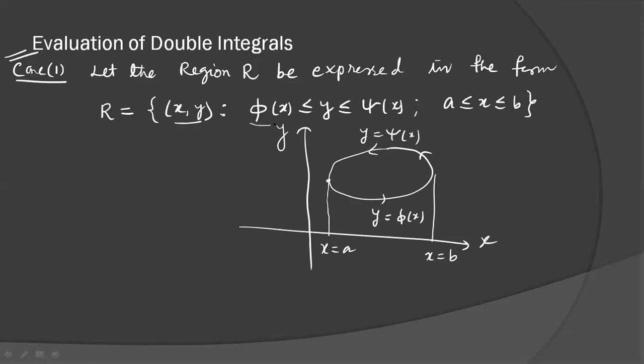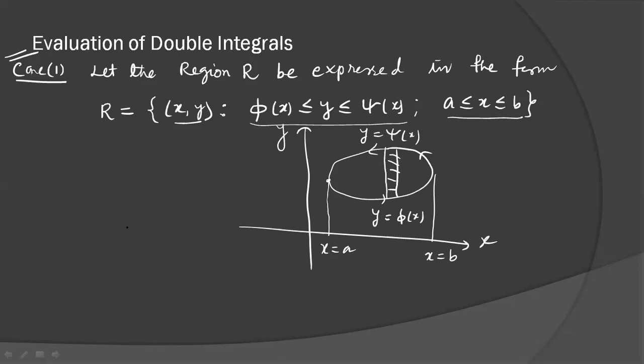It means when y is in the form of x, you are drawing a strip in the region parallel to the y-axis. This is called a strip. When the limit of y is in the form of variable x, it means the strip is parallel to the y-axis. And the limit of x is constant, it means the strip is parallel to the y-axis.